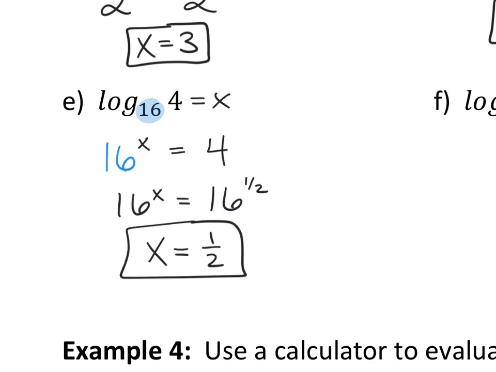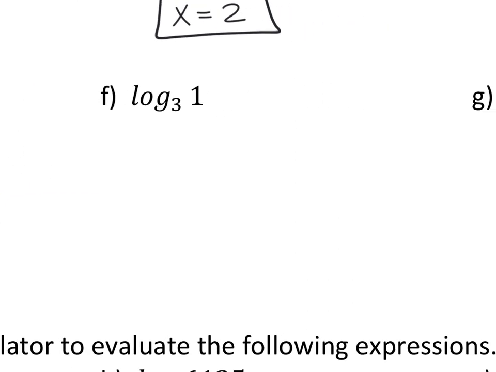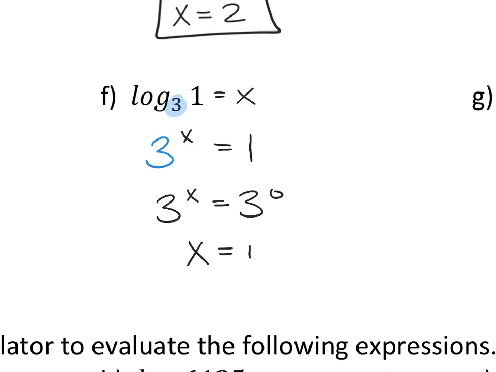Did we get that one? Okay, I heard great conversation about this next one. What's the base? 3. So we have a base of 3, and we're going to raise that base of 3 to the x power and set it equal to 1. And then how do you write 1 as a base of 3? Anything to the 0 power is equal to what? 1. So x is equal to 0. We forgot about that exponent rule around the room a little bit. That's okay. Remember it now.